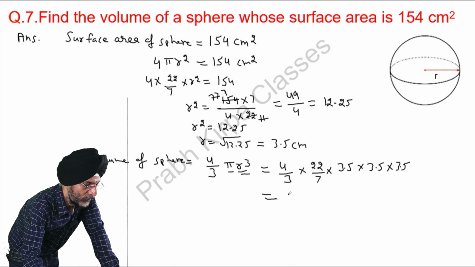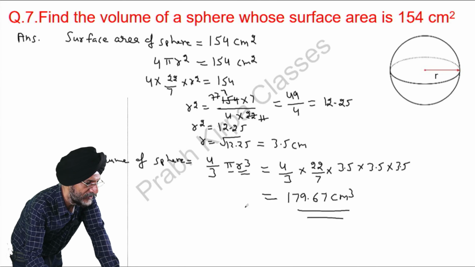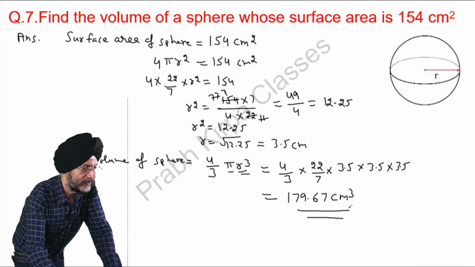Now when we solve it, it will come as 179.67 cubic centimeter. Now this is the answer. Volume of the sphere is equal to 179.67 cubic centimeter.